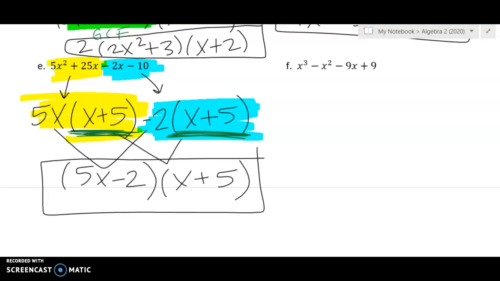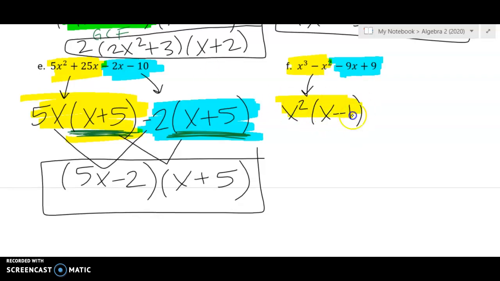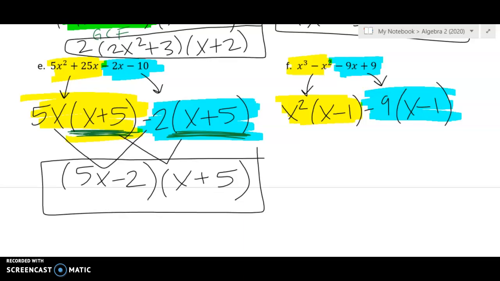Okay, last one, factor by grouping. It has 4 terms. So I group the first two, and I group the second two. The first one, the yellow one, let's start there. I take out a GCF of x squared. That'll leave me with x minus 1. Again, that's the yellow part. And then I focus on the blue part. The blue part, I could take out a minus 9. That will leave me with x minus 1. Again, be careful with the signs, but that is my blue piece.